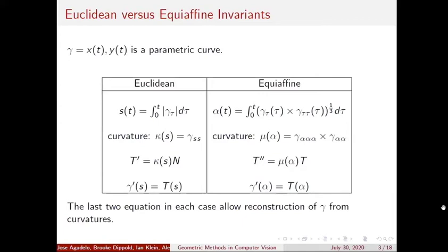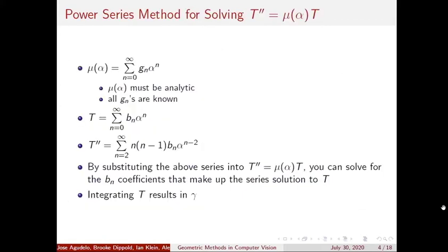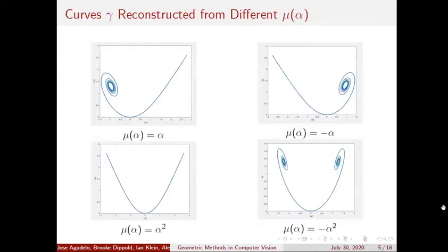We have used the power series reconstruction method to solve this equation. Each component in the equation T double prime is mu of alpha T can be represented through a power series as long as mu of alpha is analytic. Through substitution of these series into the equation, you can solve for the individual B sub n terms in the series solution to T. That solution can be integrated to find gamma. And here are curves that have been reconstructed for their different curvatures.